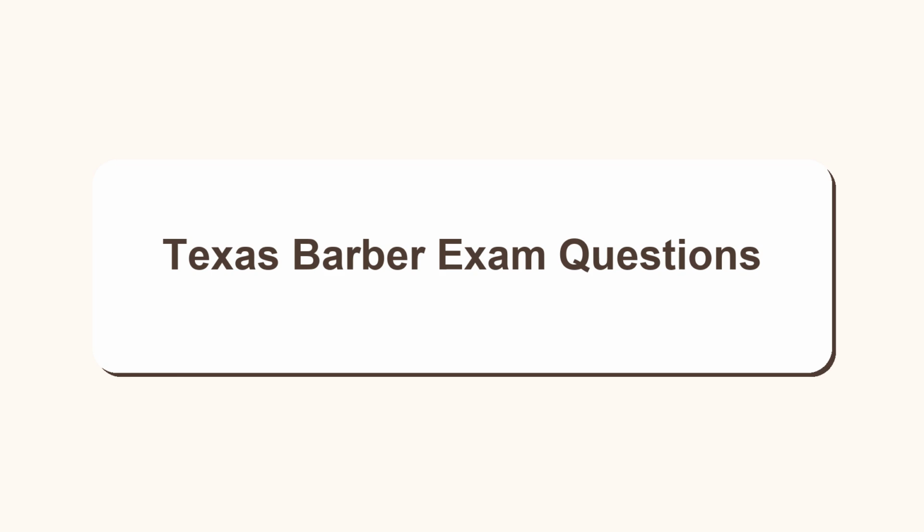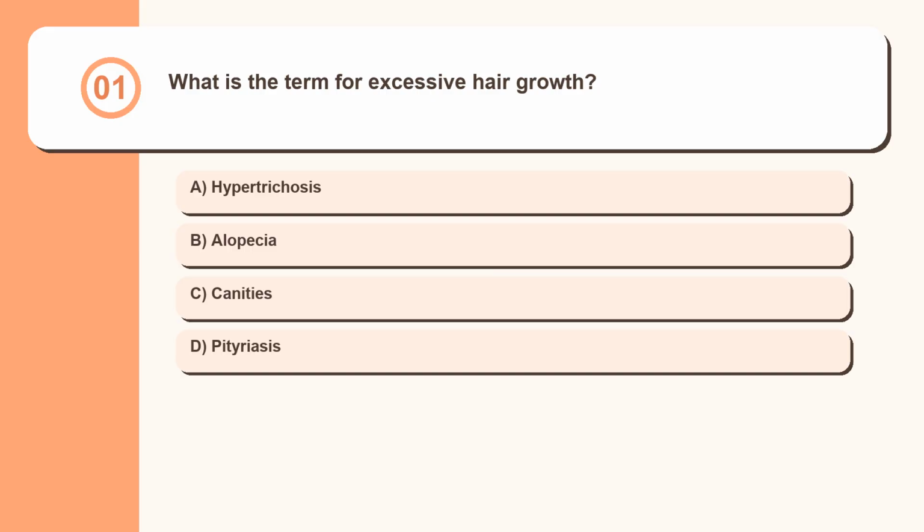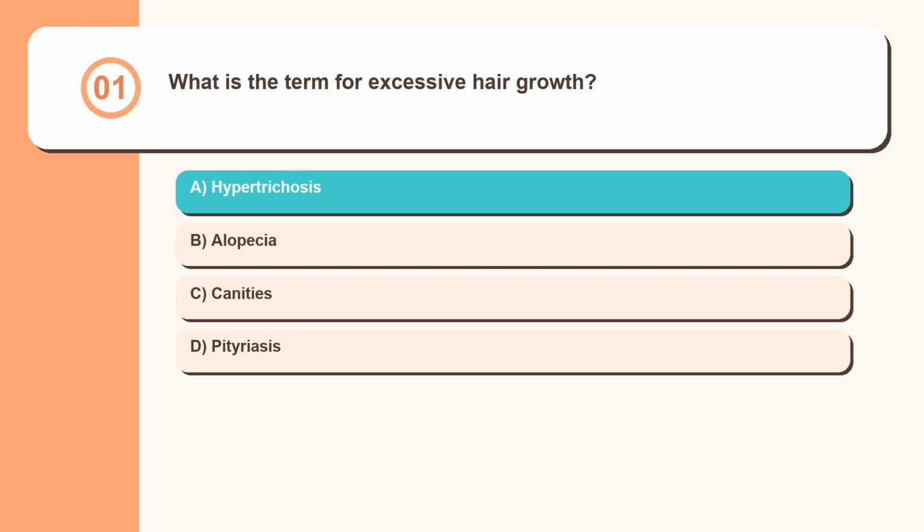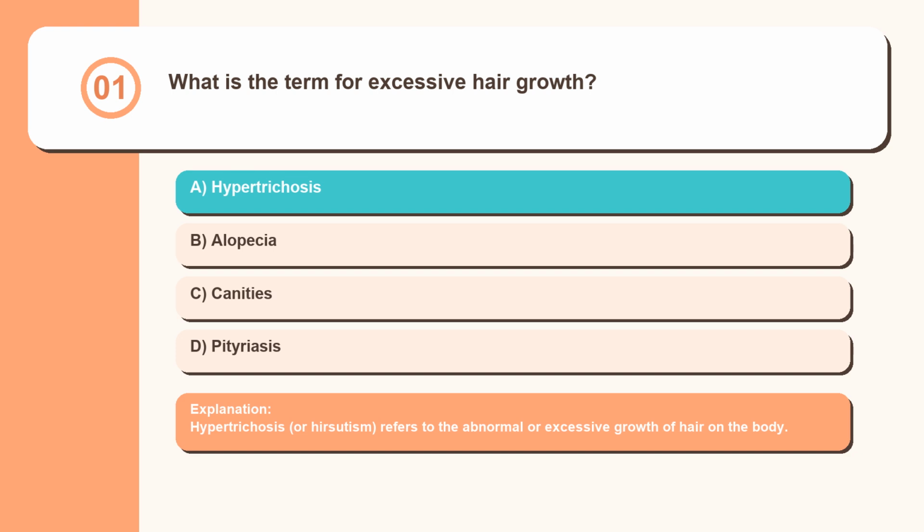Texas Barber exam questions. Question 1. What is the term for excessive hair growth? Hypertrichosis, alopecia, canities, pityriasis. Hypertrichosis, or hirsutism, refers to the abnormal or excessive growth of hair on the body.